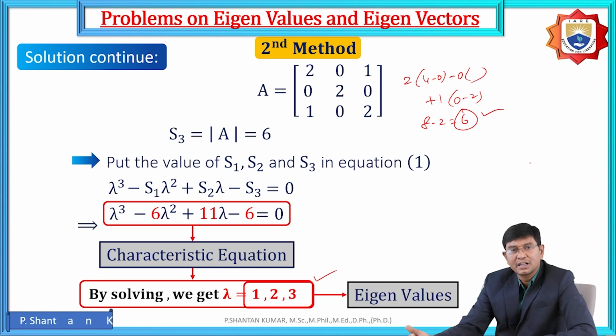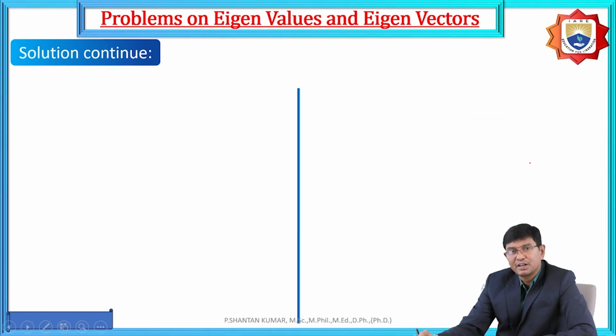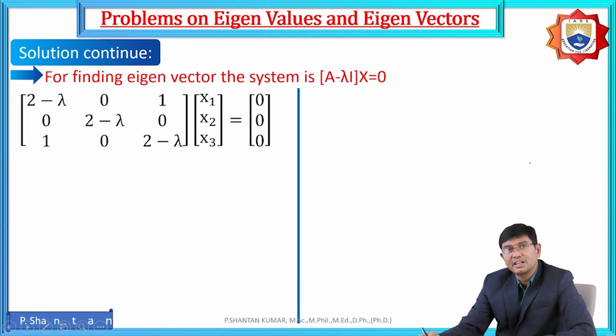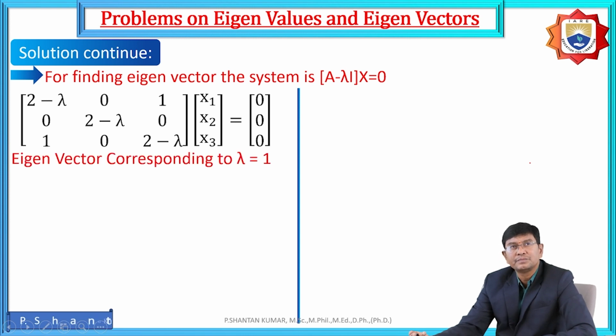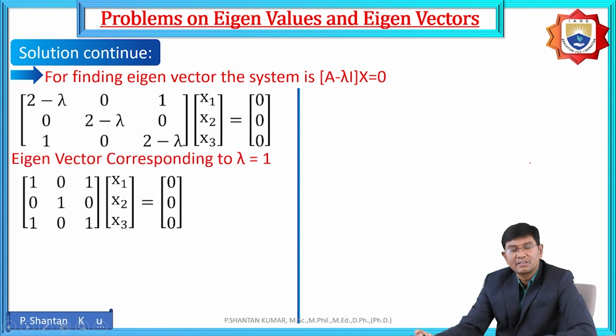Like the previous example, we need to find the 3 cases with the help of case 1, that is lambda is equal to 1, then lambda is equal to 2, and lambda is equal to 3. And lambda is equal to 1, for example, case 1. Here these are the values.